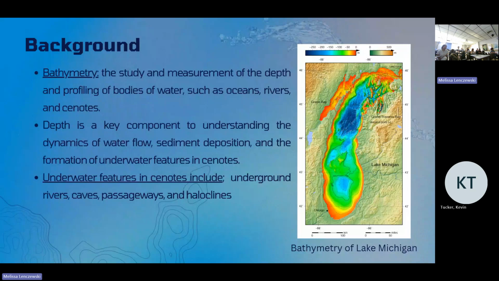Some background: this is my second year in environmental science, and this is the first time I've ever heard this funny little word called bathymetry. I don't know if I'm going to learn to love or hate it by the end of the summer. But it is the study of the depth and profiling of bodies of water such as rivers, oceans, and in this case, cenotes. Understanding the depth is a key component to understanding the water flow dynamics, sediment deposition, and the formation of underwater features in the cenotes. These features include caves, river passages, and haloclines.